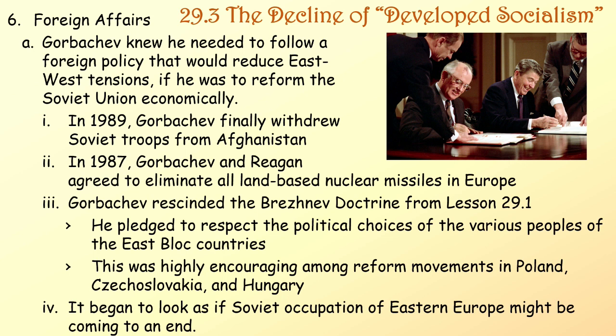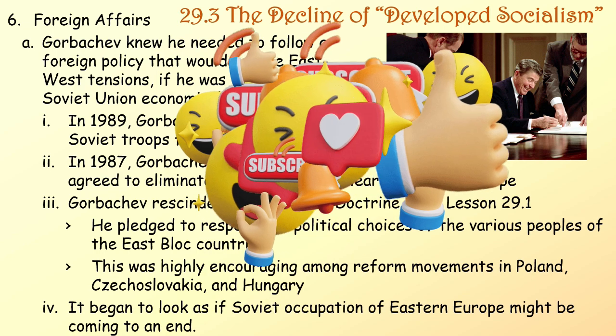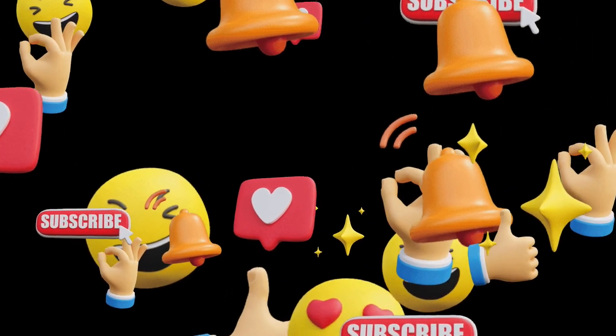Gorbachev rescinded the Brezhnev Doctrine from Lesson 29.1. He pledged to respect the political choices of the various peoples of the East Bloc countries. And this was highly encouraging among reform movements in Poland, Czechoslovakia, and Hungary. And it began to look as if Soviet occupation of Eastern Europe might be coming to an end.